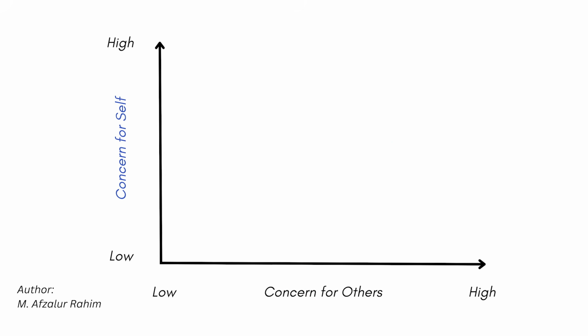On the vertical or y-axis, we also have some concern for ourselves during a conflict. We might focus on our own interests and needs at a low, medium, or high level. So what about you? On a scale of 1 to 10, how concerned are you about advocating for your own interests in the middle of a conflict?